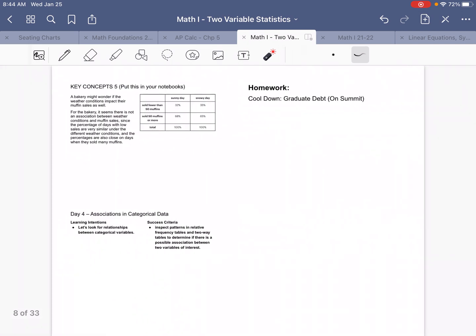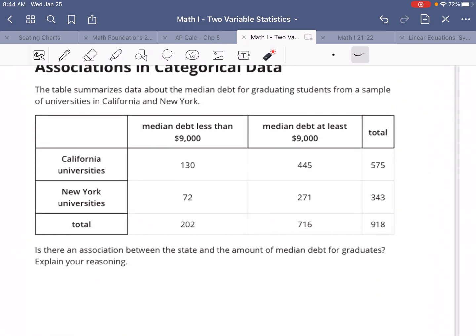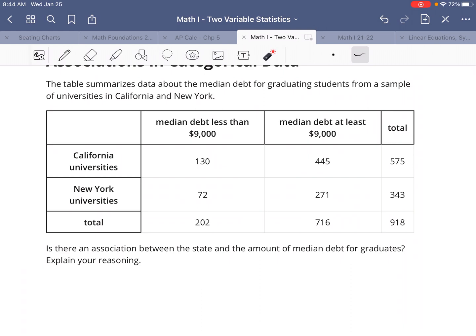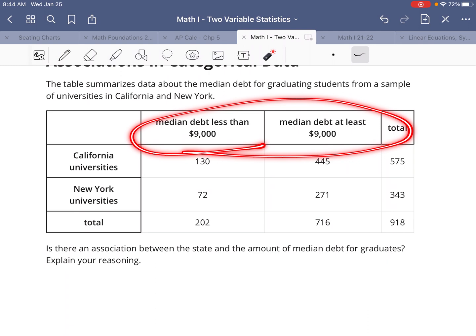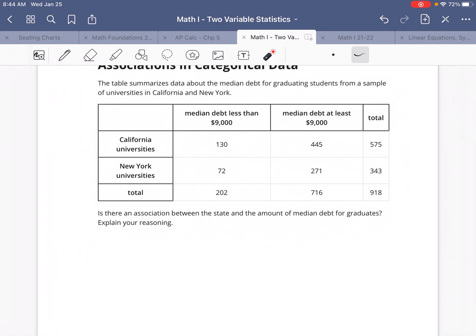Now, let's take a look at the cooldown called graduate debt. This table summarizes data about the median debt for graduating students from a sample of universities in California and New York. So we've got one category of where these universities are, and then we have another category for the amount of debt each has. Is there an association between the state and the amount of median debt for graduates? So what you're going to want to do is either a row or a column frequency table using percentages and do some calculations and see what we come up with.